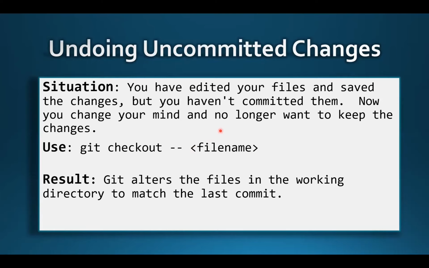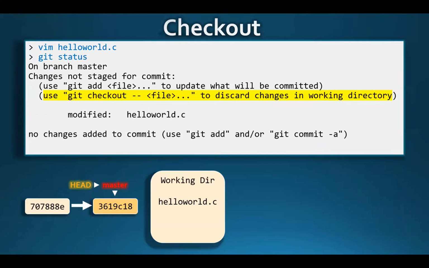So the first situation is you have edited files and saved the changes, but you haven't committed them. Now you change your mind, you no longer want to keep the changes, you're going to use the checkout command. Git will alter the files in the working directory to match the last commit. So it says when we look at the status, when we have not committed, but we've staged files, it tells you to use the checkout with this --.